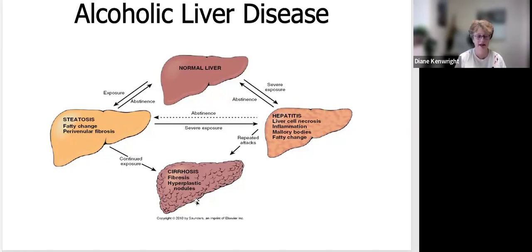There's a wide variety of risk for cirrhosis. Some people seem to be able to drink lots of alcohol and not get cirrhosis, and other people are relatively sensitive to it. And women are particularly sensitive to alcohol and getting cirrhosis.